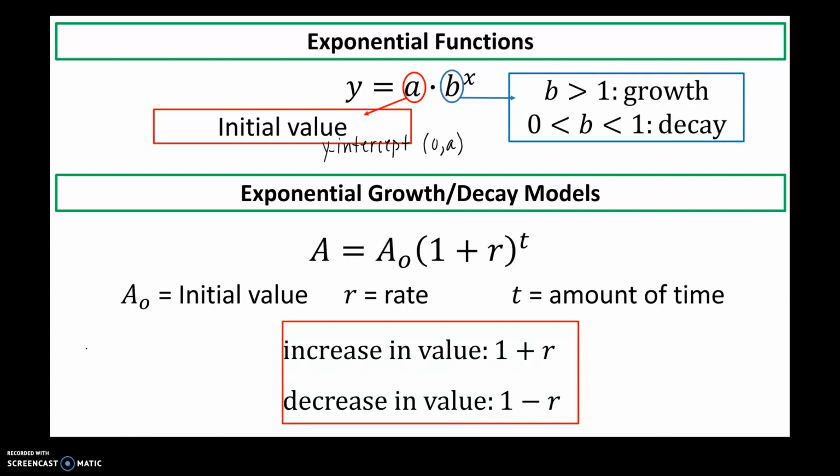So we model functions using, again, something that is familiar to you. A sub 0 is our initial value. That occurs when our time is equal to 0. r is our rate, t is our amount of time. So if we're representing an increase in value, we take 1 plus the rate. If it's a decrease in value, it's 1 minus the rate. And our rate is always expressed as a decimal.